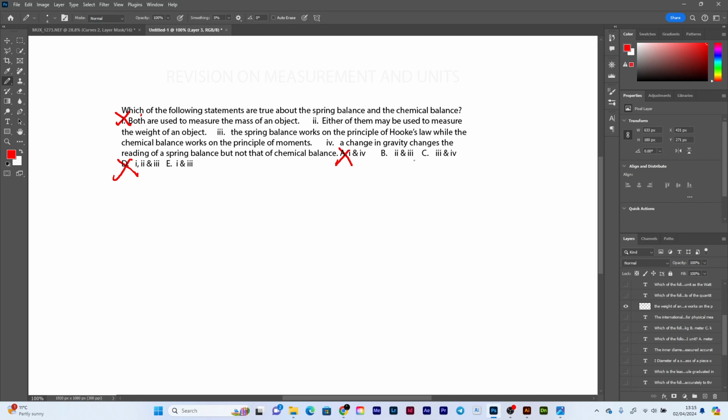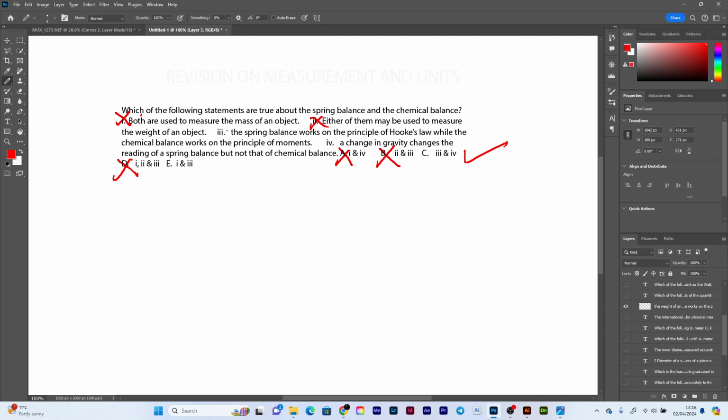Are you seeing the way I'm answering all these questions now? So you have to be technical and be smart in answering your questions. So I've eliminated the options now. So let's go to the second one. Either of them may be used to measure the weight of an object. Obviously, no. So anyone that has Roman figure 2 cannot be the answer either. So B cannot be the answer. So I don't even need to read the remaining one. C is going to be the correct answer. I hope you understand this.